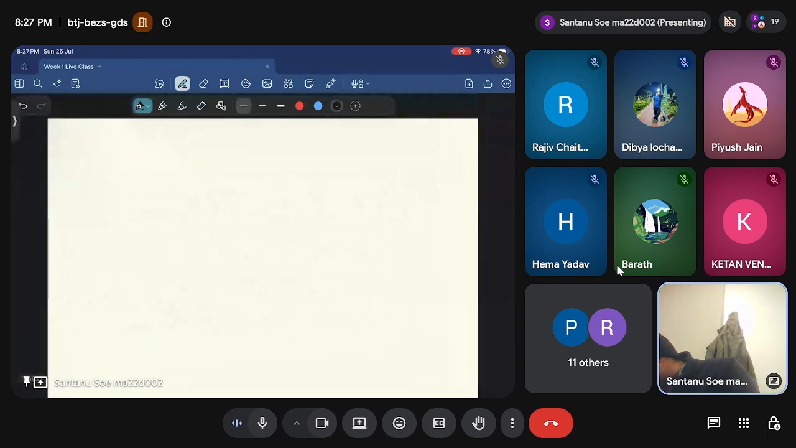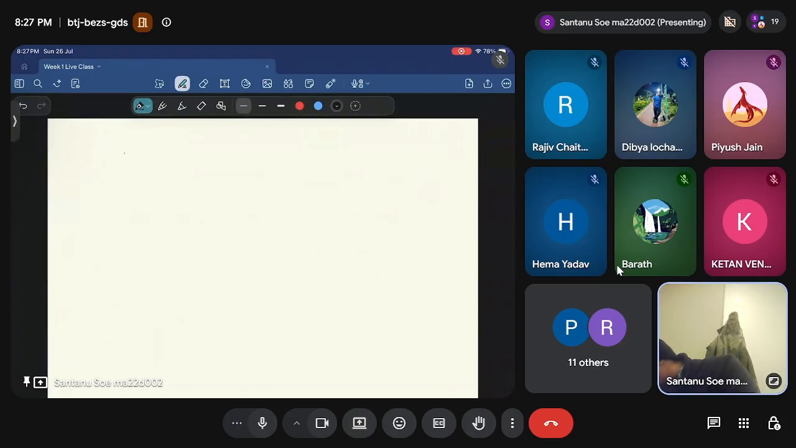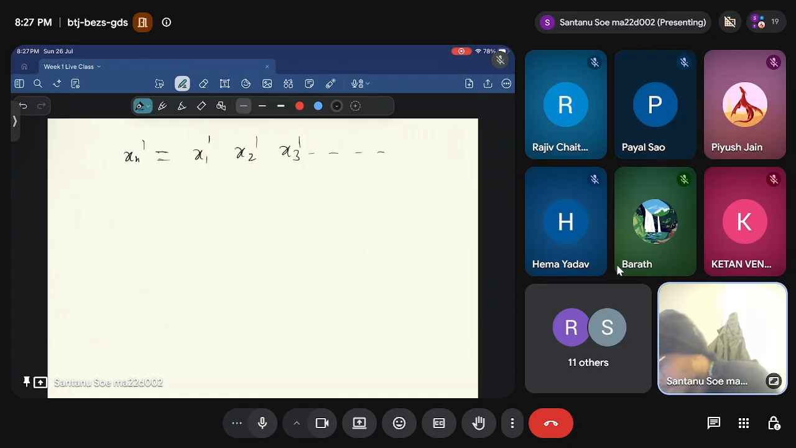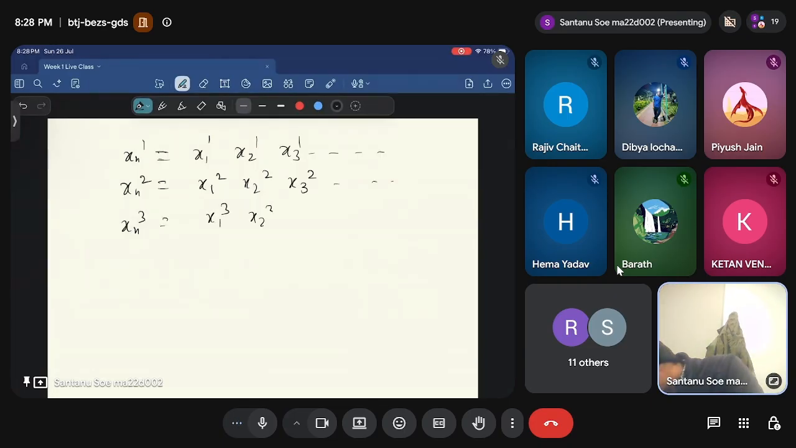So if there is an enumeration, let's say the first sequence is x_1. Then the elements of the sequence can be written like this: x_1^1, x_2^1, x_3^1, and so on. Similarly, another element from the set S can be written like this: x_1^2, x_2^2, x_3^2, and so on. Similarly, x_n^3 equals x_1^3, x_2^3, x_3^3, and so on. Is it clear?